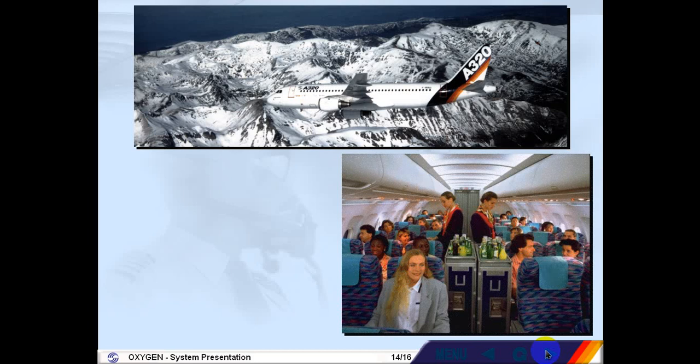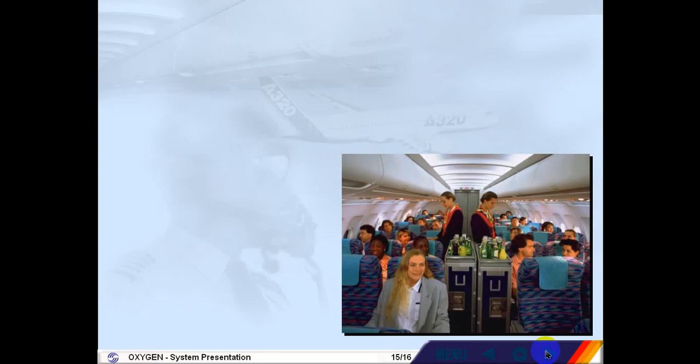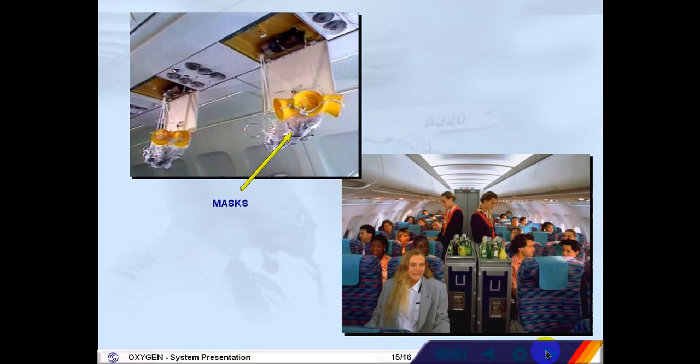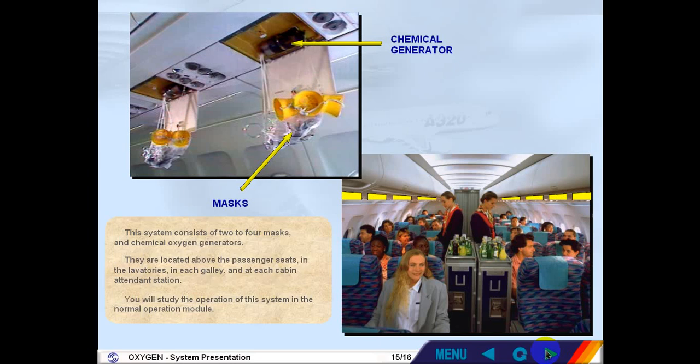The fixed oxygen system in the cabin operates in case of cabin depressurization. This system consists of 2 to 4 masks and chemical oxygen generators. They are located above the passenger seats, in the lavatories, in each galley, and at each cabin attendant station. You will study the operation of this system in the normal operation module.